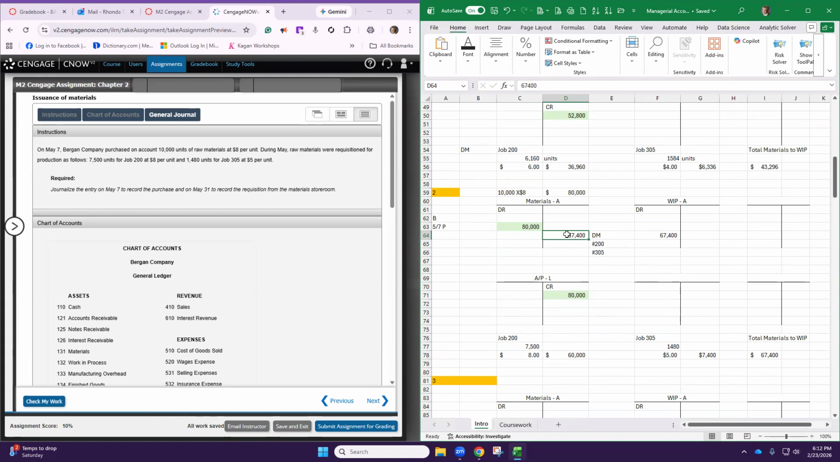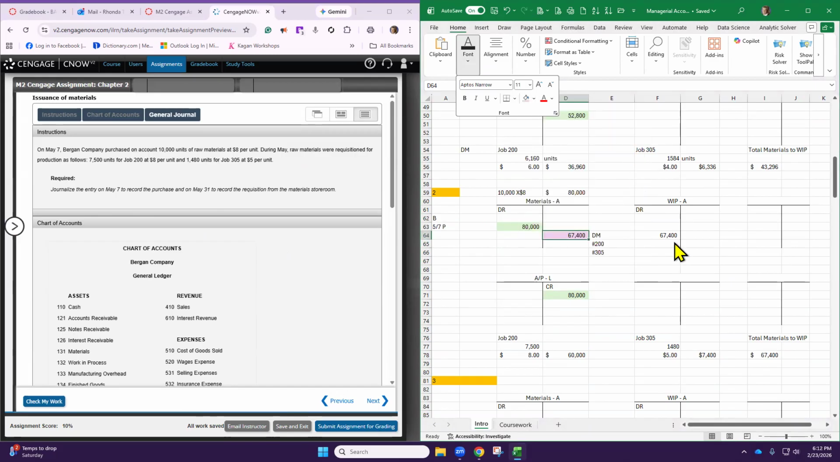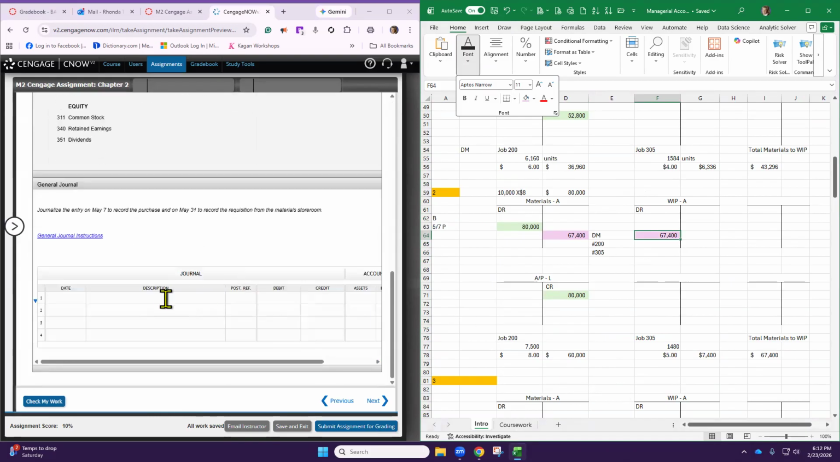So we're going to do a credit to materials to move them out, and then a debit to WIP for the cost of those materials. Okay, so let's go ahead and put this in. And this happened in May. First one is the purchase, right? So May 7th.